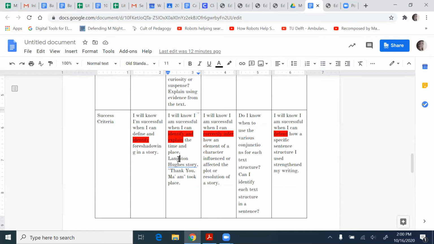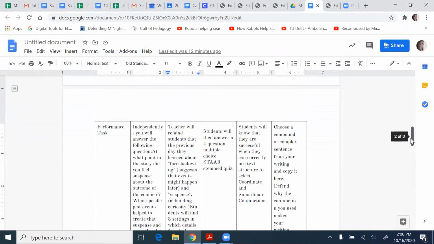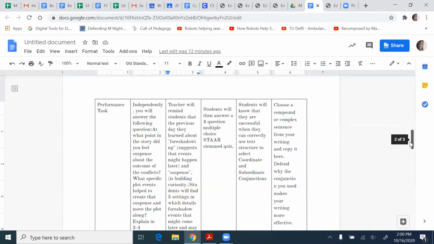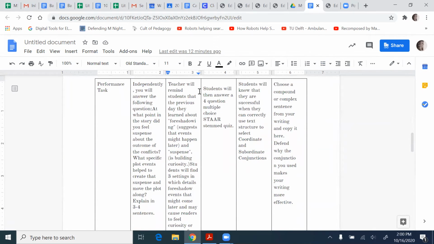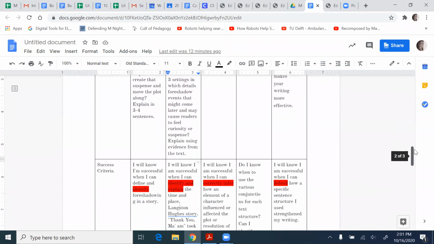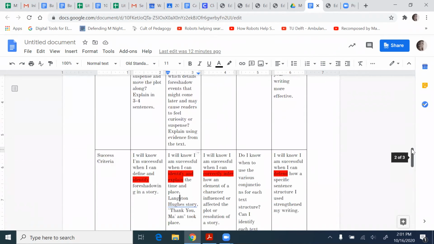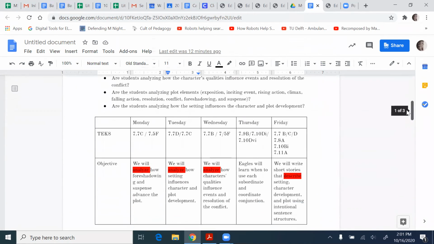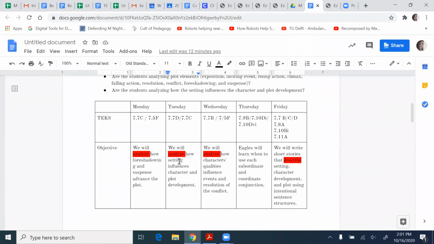So again, what we're doing for our success criteria, what we're doing for our performance task, and look at the performance task. Teacher will remind students that the previous day they learned about foreshadowing and suspense, and students will find 3 settings in which details foreshadow events. That performance task has absolutely nothing to do with this success criteria, nor does it have anything to do with your actual objective for the day. Now look at Wednesday. We will analyze how characters' qualities influence events and resolution of the conflict.